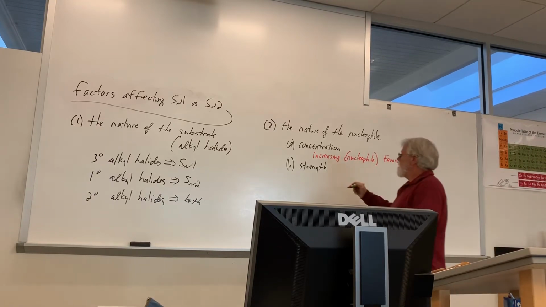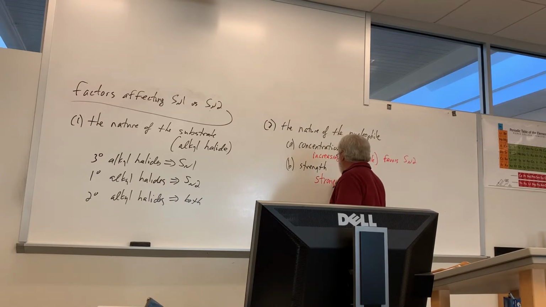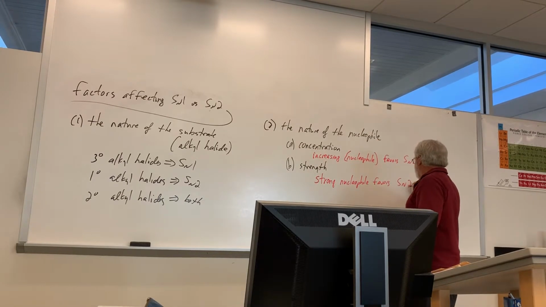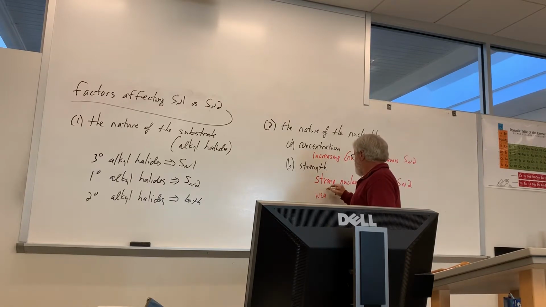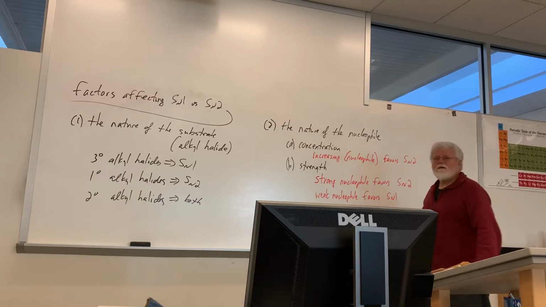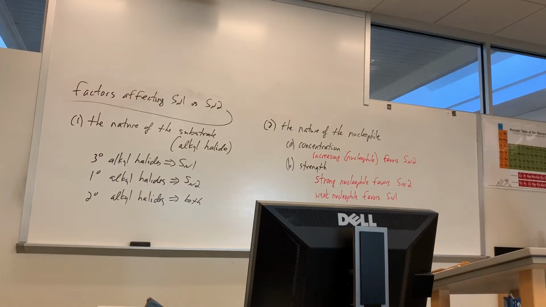So, a strong nucleophile favors SN2, a weak nucleophile favors SN1. Now please appreciate when I say a weak nucleophile favors SN1, a weak nucleophile isn't enhancing SN1. If it's not enhancing SN1, how can it favor it?